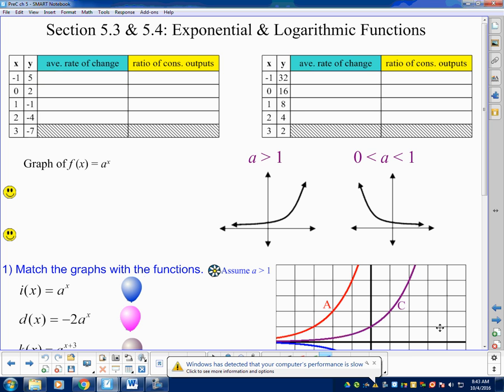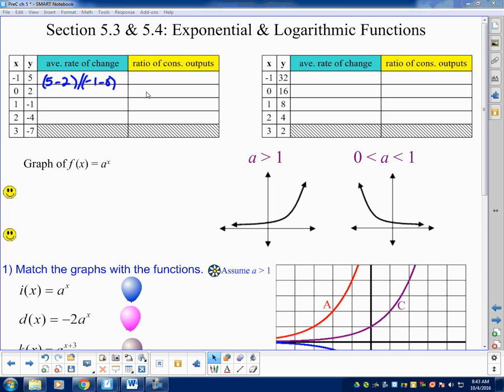So you would do 5 minus 2, and then divide that by -1 minus 0. And that will give you your average rate of change. So just calculate the slope. Yep. What do you get for the average rate of change? Three over -1. -3, yes.